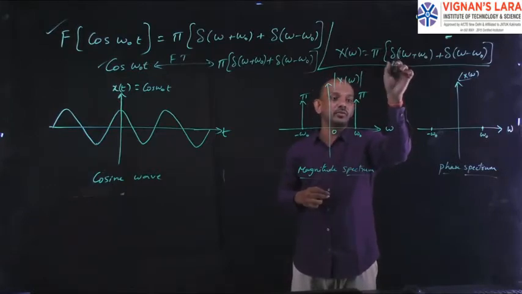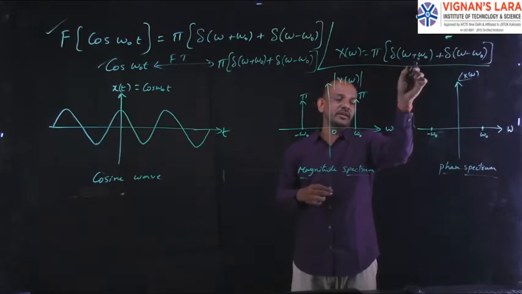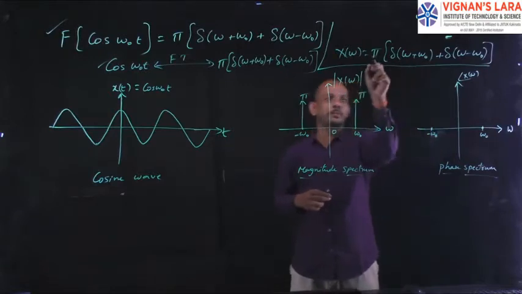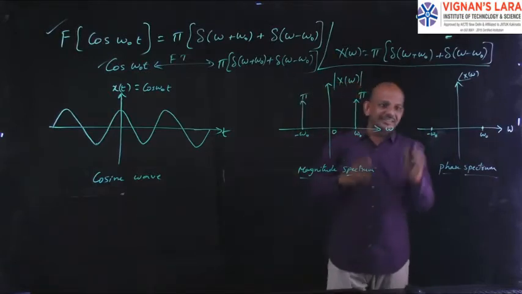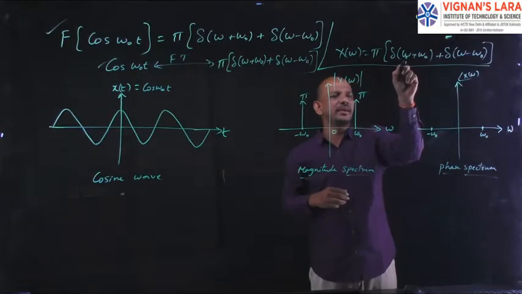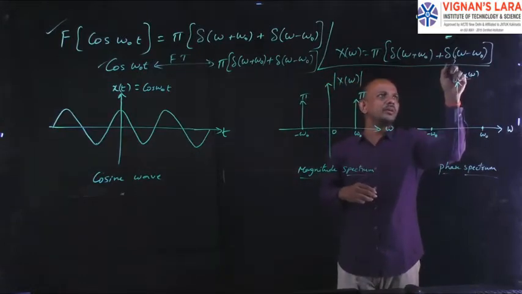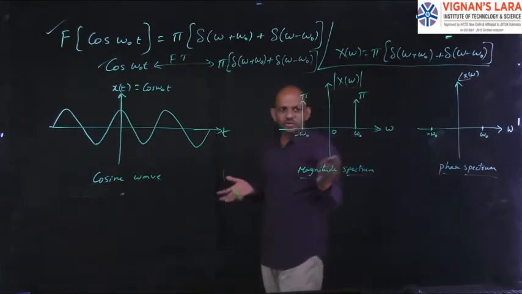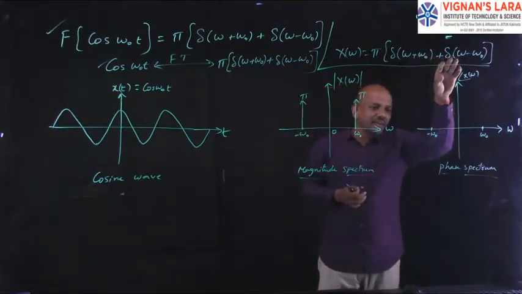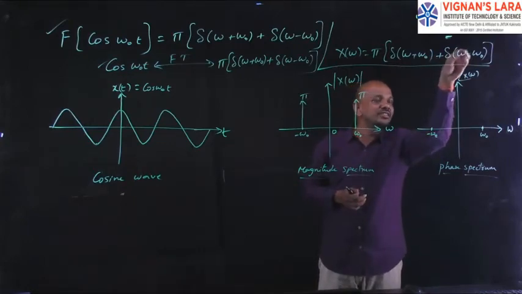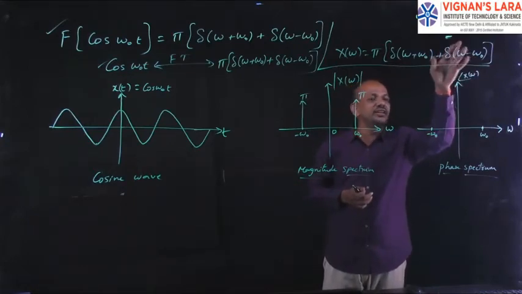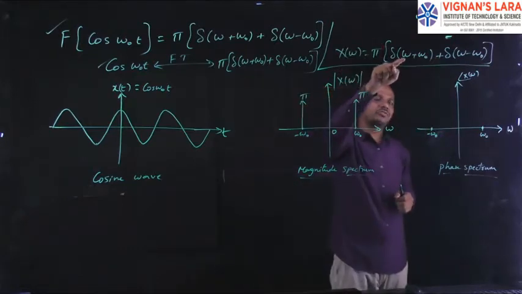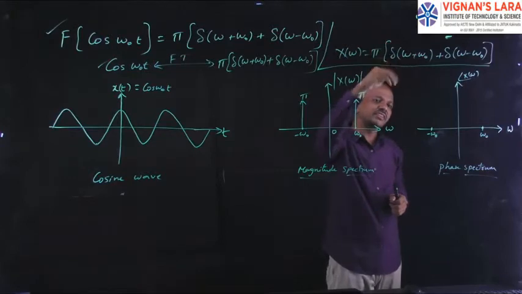Omega value will be equal to minus omega naught, then minus omega naught plus omega naught, 0. Del of 0 is 1, 1 into pi. At the same time, as this is minus omega naught, here if you put minus omega naught, minus 2 omega naught, del of minus 2 omega naught is 0, because this del function has a value of 1 only when the value inside the bracket is 0. Whenever this is 0, then it has 1. Otherwise, the value of the function is 0. So here, other than minus omega naught, if you place anything, the value will be 0.